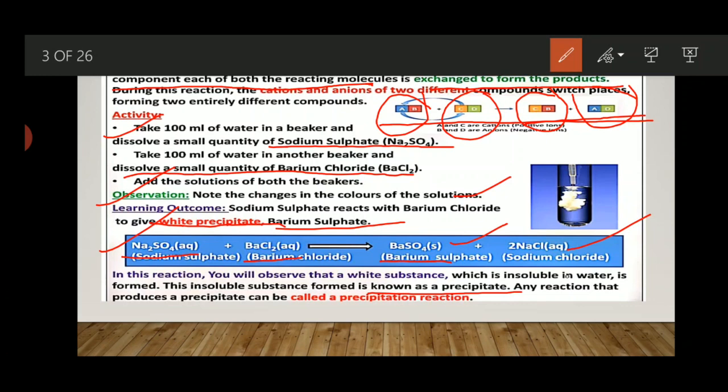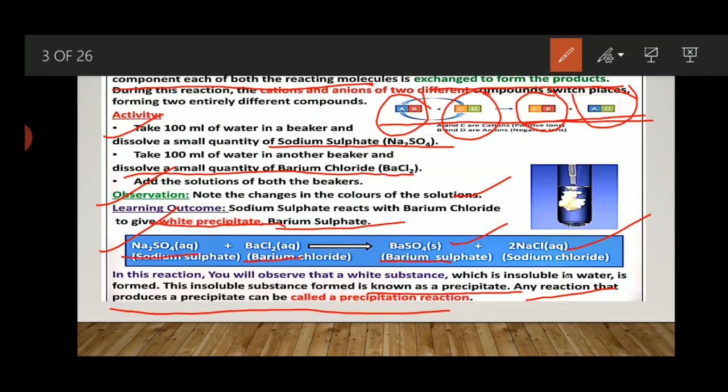The solid substance formed during a chemical reaction is known as a precipitate, and any reaction that produces a precipitate is called a precipitation reaction. It is also one of the types of reaction. Whenever a chemical reaction takes place and a precipitate, or a solid substance, gets formed, that type of reaction is known as a precipitation reaction.